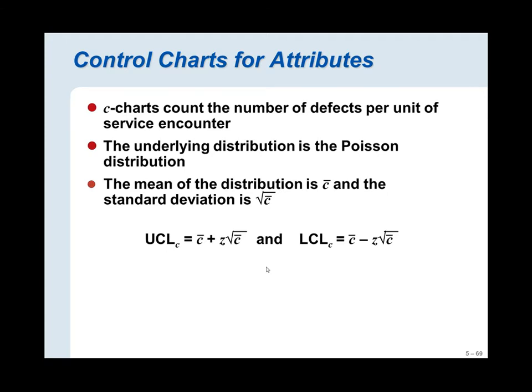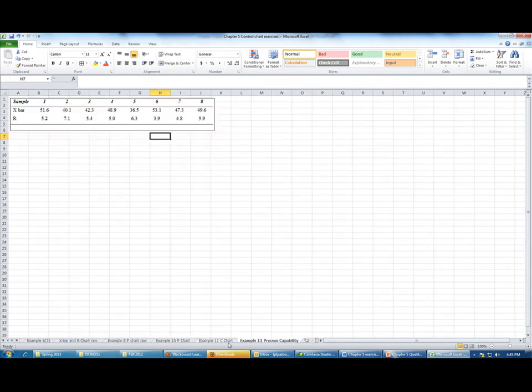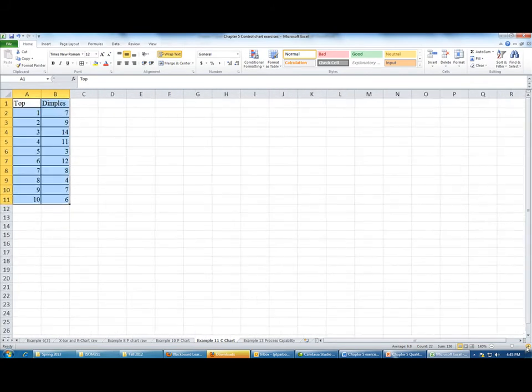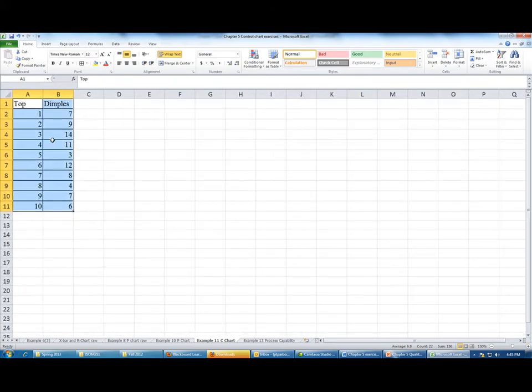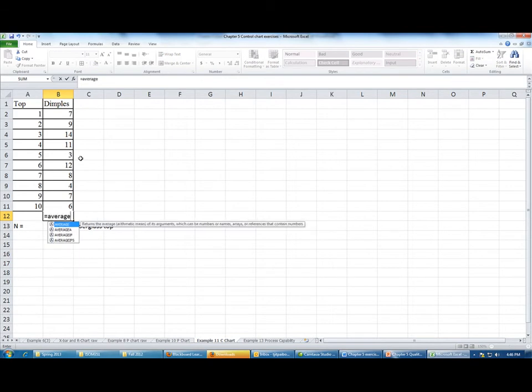So we're going to use example number 11 to complete this. On 11, we count how many dimples we make on a tabletop fiberglass. So sample size always equals 1 unit, in this case one fiberglass top. Okay, so first we're going to find C bar by averaging all the dimples.